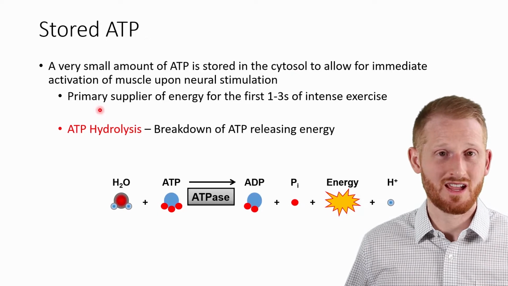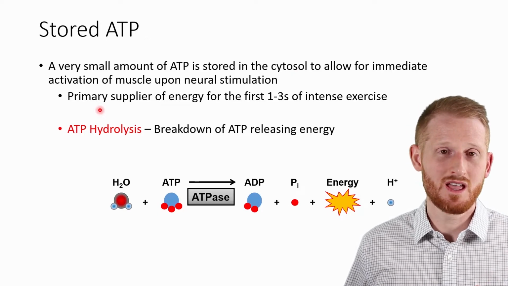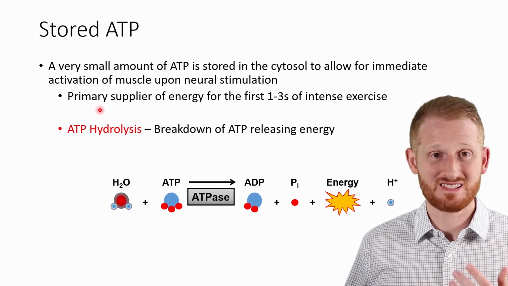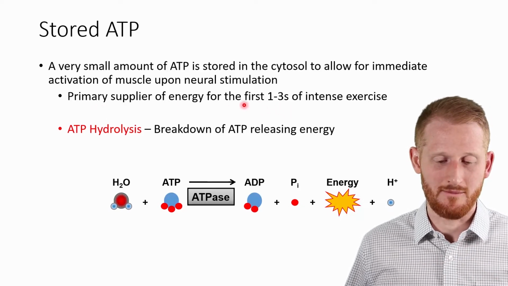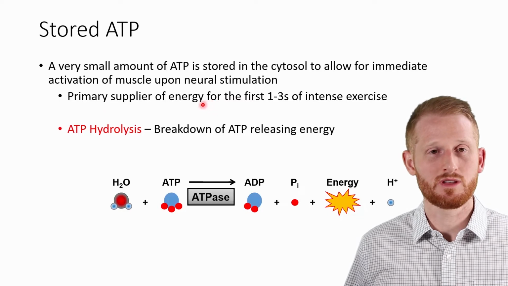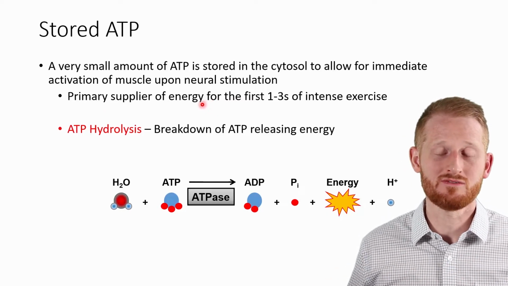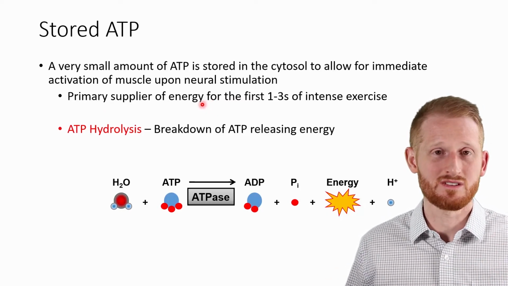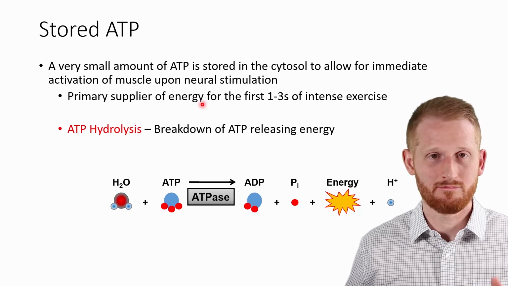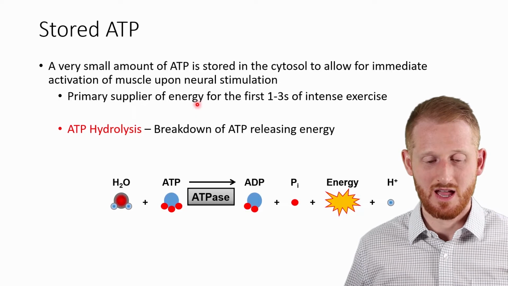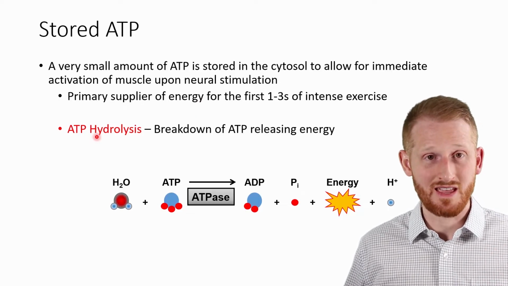A typical person has about enough stored ATP in order to sustain intense exercise for somewhere between 1 and 3 seconds. And when we do this, anytime when we use ATP, regardless of the source, whether it's stored ATP or it comes from some other bioenergetic pathway that we're going to be talking about, the process of using the ATP is the same.